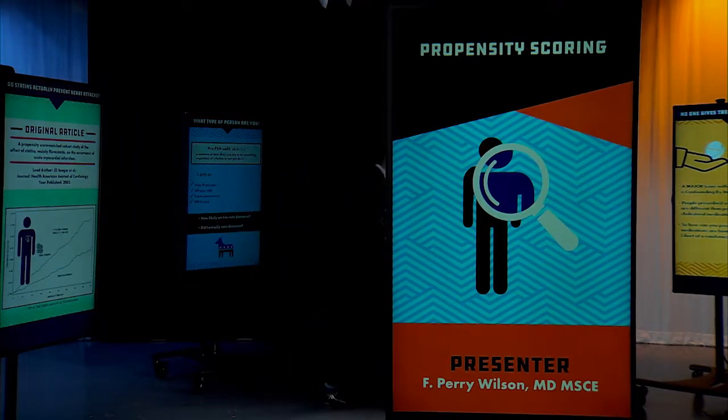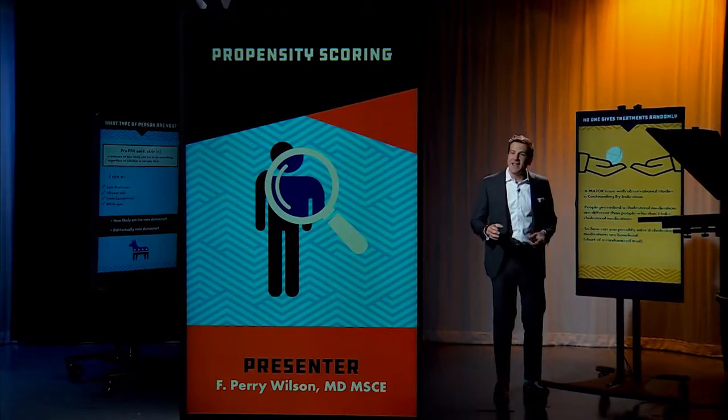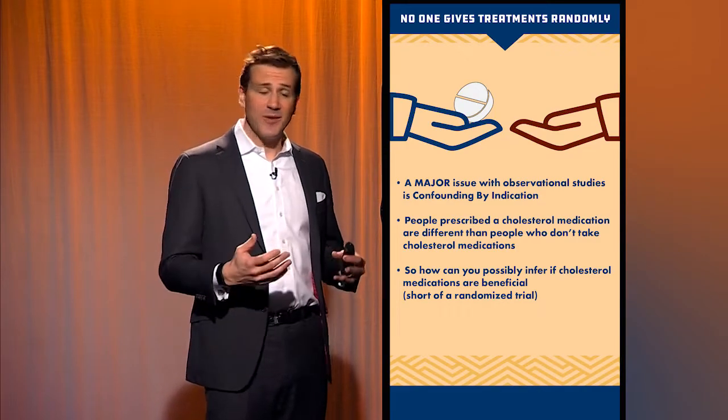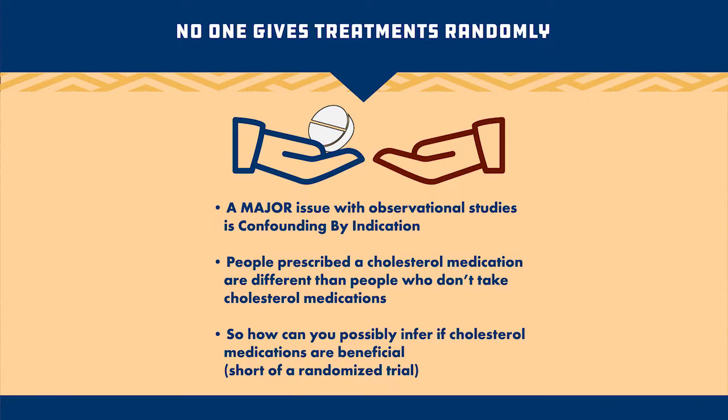What does this have to do with medicine? Well, a major issue in observational studies is confounding by indication. Confounding by indication is a form of confounding where we recognize the fact that people who are given a drug tend to be different than people who are not given a drug. Because I'm, as a doctor, not going to give a cholesterol medication to someone who is perfectly healthy and has normal cholesterol, right? I'm going to give it to people who are at risk of heart attacks and who have high cholesterol, okay? So the populations are very different.